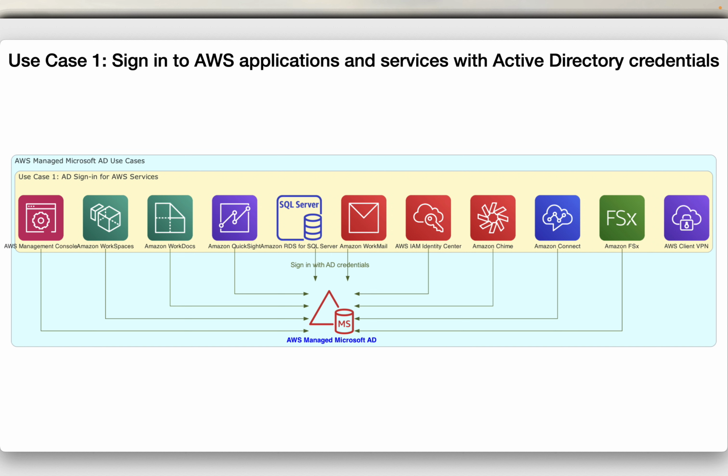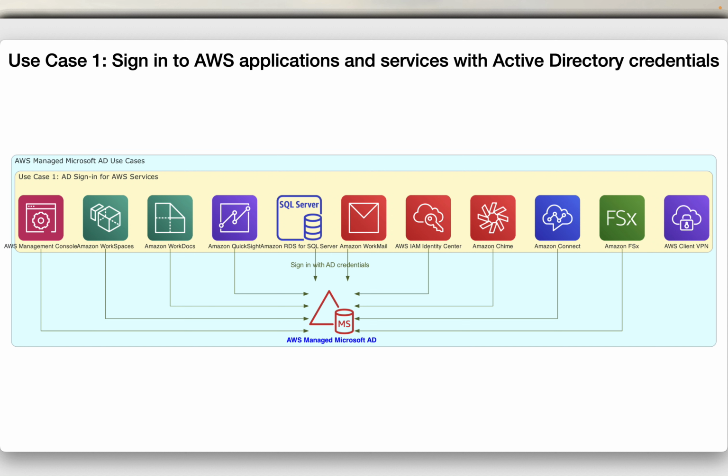So first one is sign into AWS applications and services with Active Directory credentials. So you can enable multiple AWS applications and services such as AWS Client VPN, AWS Management Console, AWS IAM Identity Center, which is AWS Single Sign-On, Amazon Chime, Amazon Connect, Amazon FSx, Amazon QuickSight, Amazon RDS for SQL Server, WorkDocs, WorkMail, Workspaces to use your AWS Managed Microsoft AD directory.